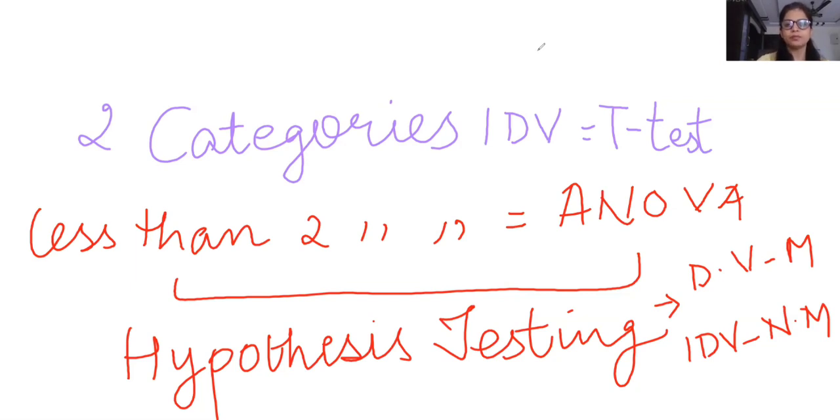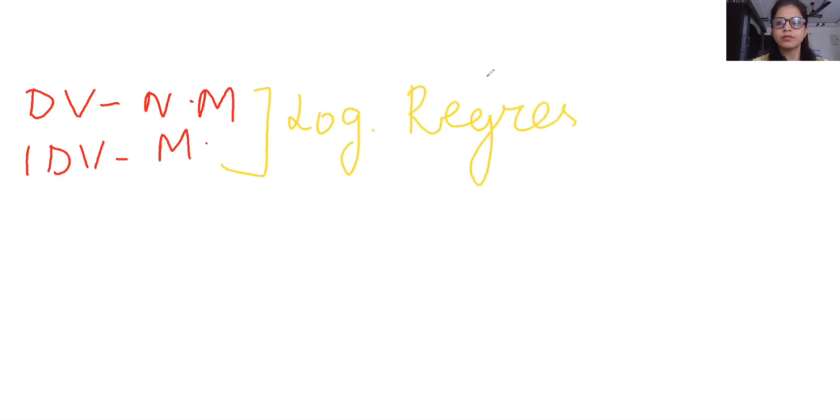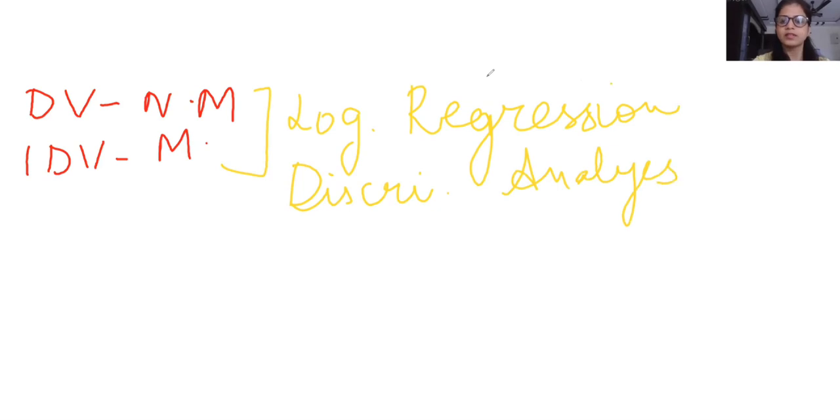In the same way, if your dependent is non-metric and independent is metric, as I have said, that time we will be using logistic regression and one more, discriminant analysis. This is what I have explained in that table.